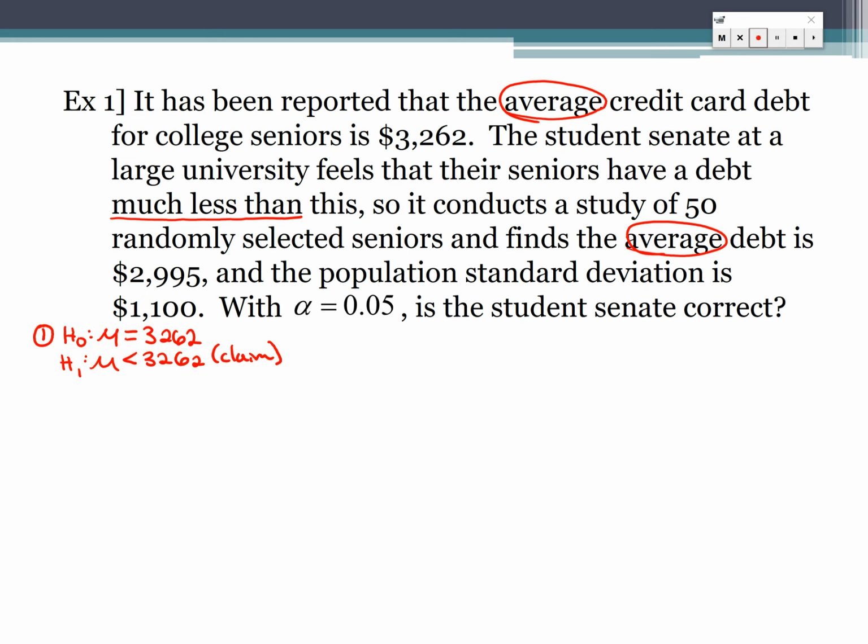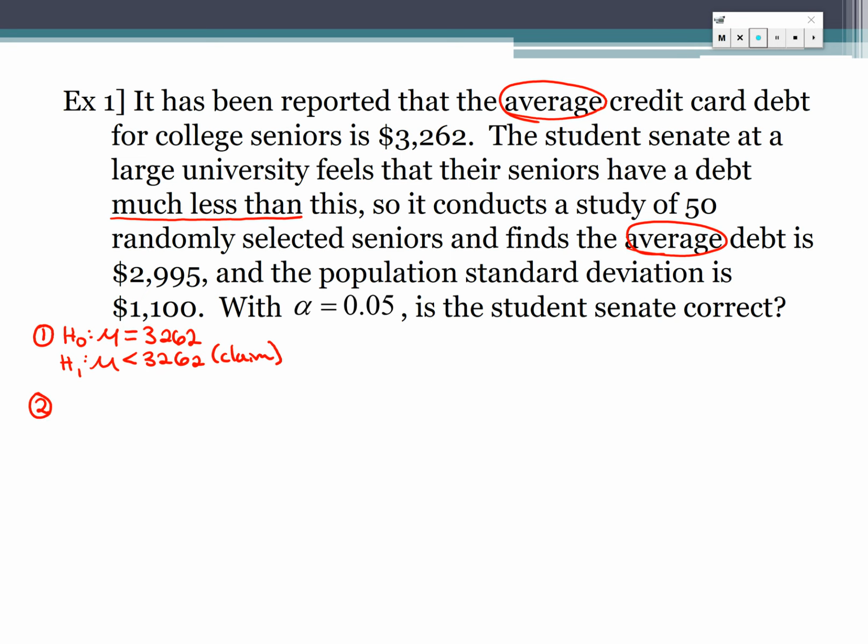The alternative hypothesis won't always be your claim. A lot of times it is, but it won't always be the case. So it's whichever thing that the researcher is trying to show. And in this case, it's a student senate, and they're trying to show that the debt is actually less than that. So that's our claim piece. That's all we need for step one. Your hypotheses, and which part is that researcher, whoever it is, what are they trying to show? That's our step one.